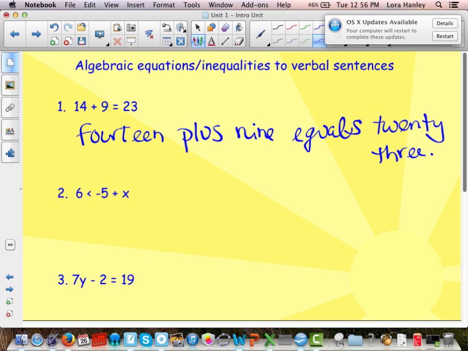Instead of using plus, we could have used more than. We could have said added to. We could have said increased by. Instead of using equals, we could say is the same as, is equivalent to, anything like that.